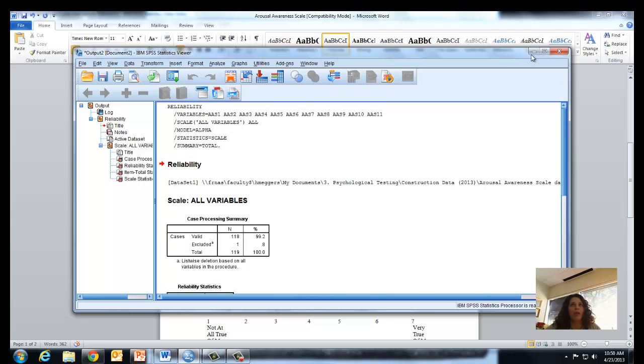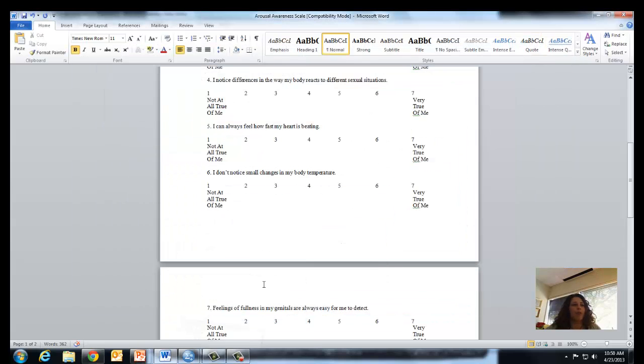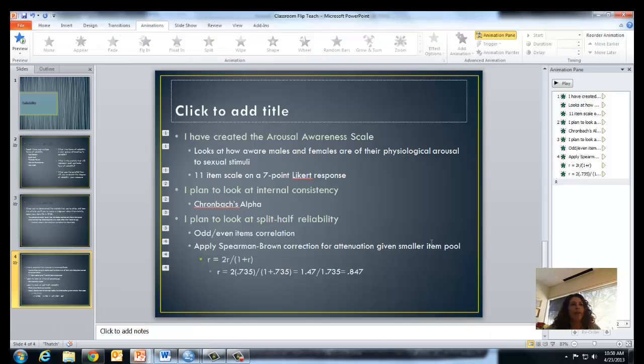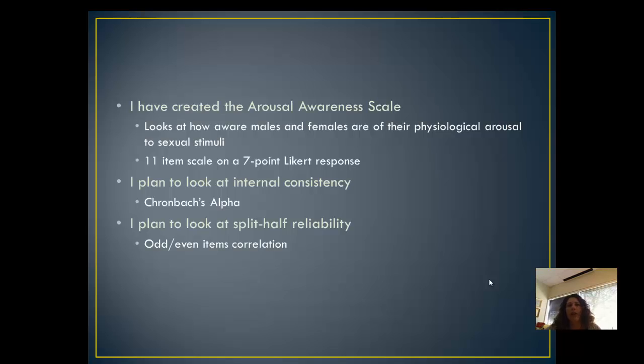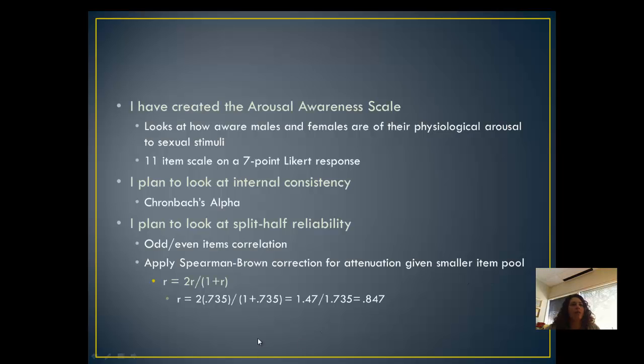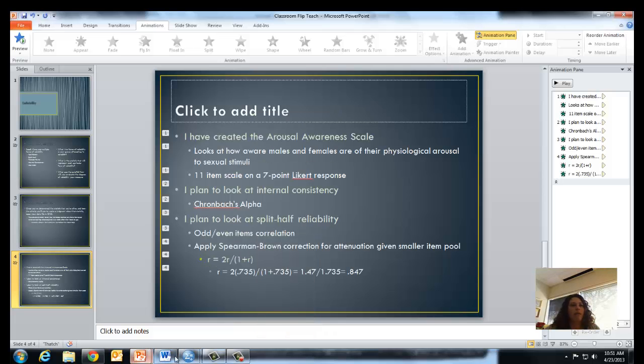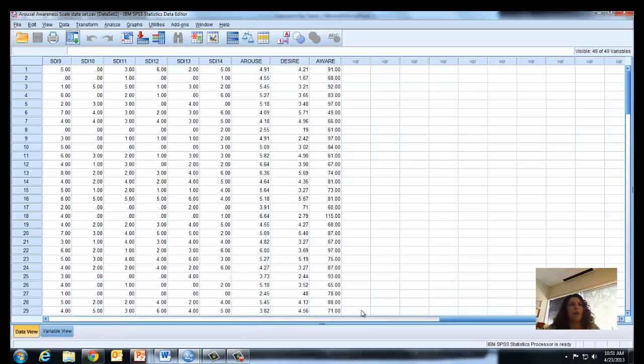Alright, so there we have done our Cronbach's alpha, and the second thing that I want to do is look at split half reliability. Remember that split half reliability is when you take a single scale and split the items into two halves and see how closely those two halves correlate with one another. There are several methods that you can use to do split half reliability. I've just chosen a simple odd-even item correlation. So let me end the PowerPoint show now and go in and show you how to do that.